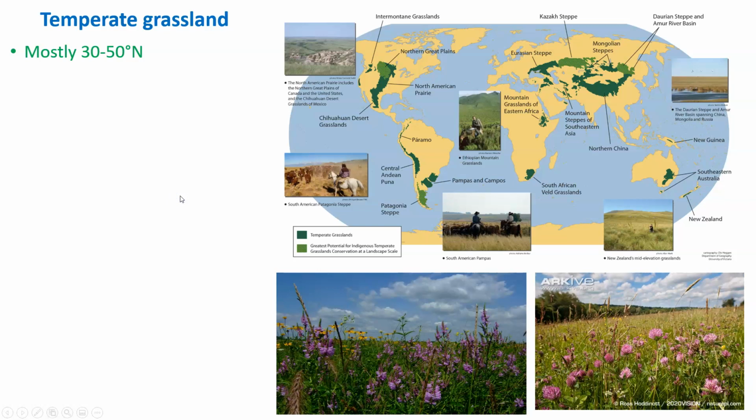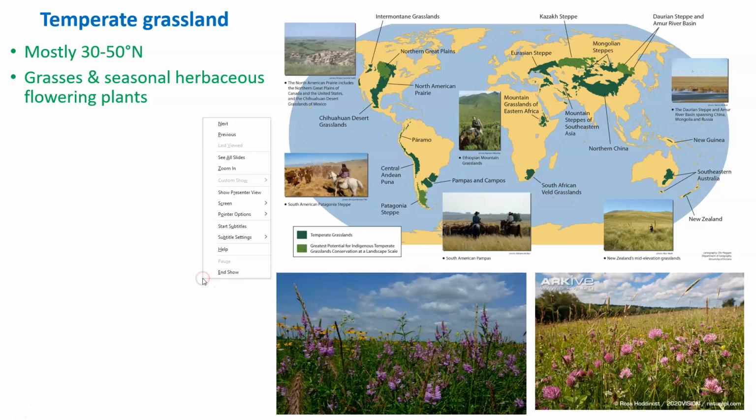Temperate grassland biome, found mostly between 30 to 50 degrees north in the northern hemisphere, right? You can see in the map, most of the grasslands are in the northern hemisphere, northern temperate part, few in the southern temperate part. So the vegetation is mostly grasses, right, and seasonal herbs, and a few beautiful flowering plants. And I should not disregard the flowering plants that you find in grassland environments.